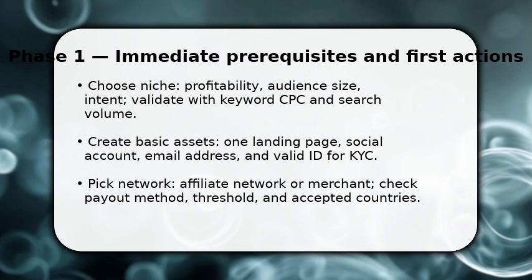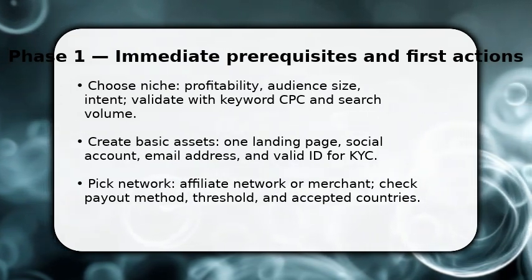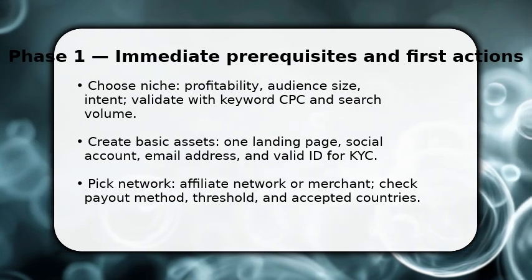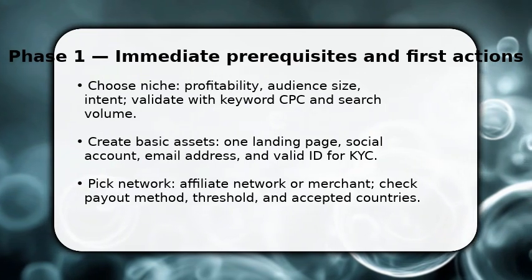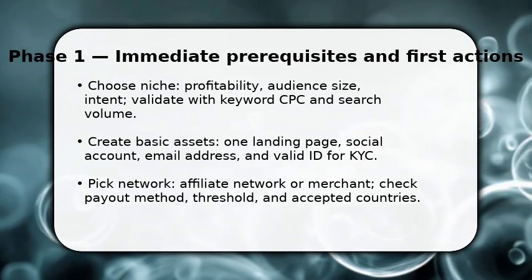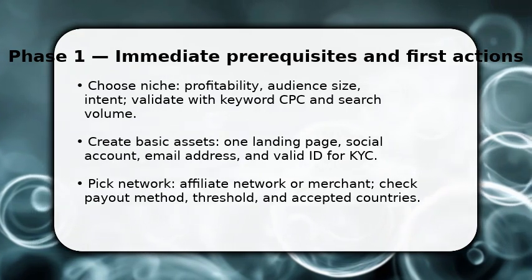Next, select a network or merchant that fits your country and desired payout method. You'll need a valid ID and tax form like Form 1099 if in the US. Start the sign-up now, complete KYC, and submit your initial site or channel URL so the account review can begin.